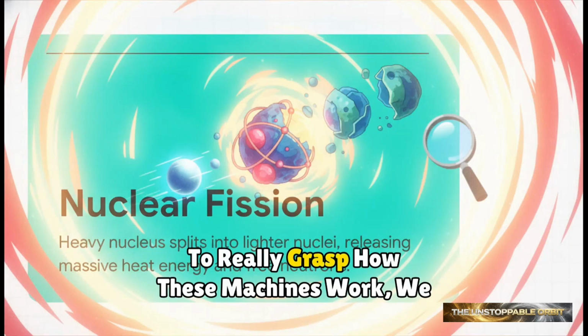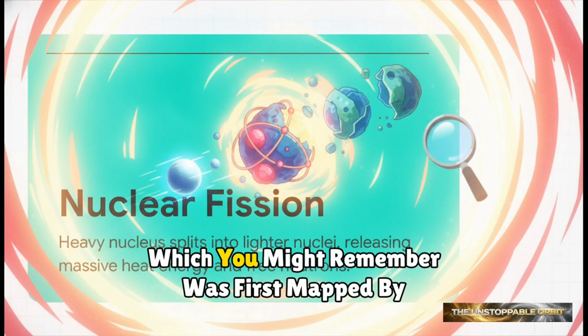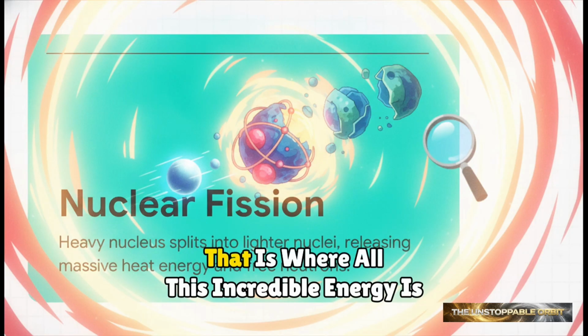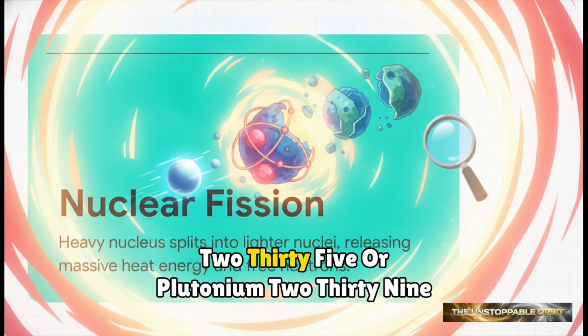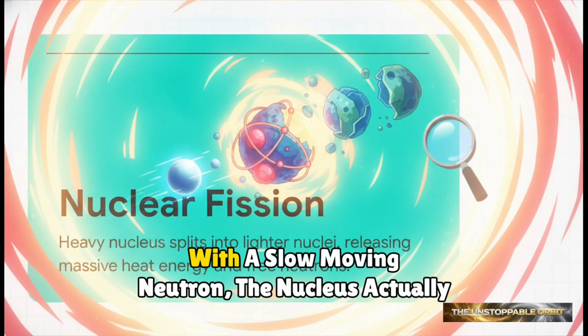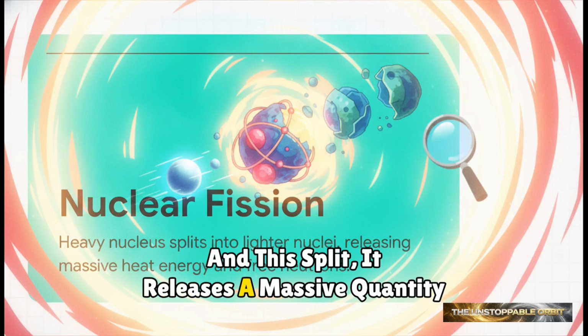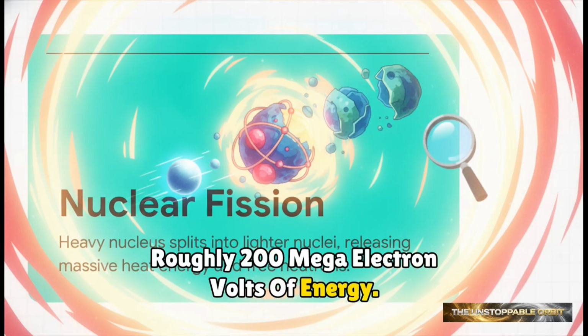To really grasp how these machines work, we have to start deep inside that atomic nucleus, which you might remember was first mapped by Ernest Rutherford way back in 1911. That is where all this incredible energy is locked away. Basically, by bombarding a heavy isotope like uranium-235 or plutonium-239 with a slow-moving neutron, the nucleus actually splits into two lighter fragments. And this split, it releases a massive quantity of heat. Just one of these microscopic fission events releases roughly 200 mega-electron volts of energy.